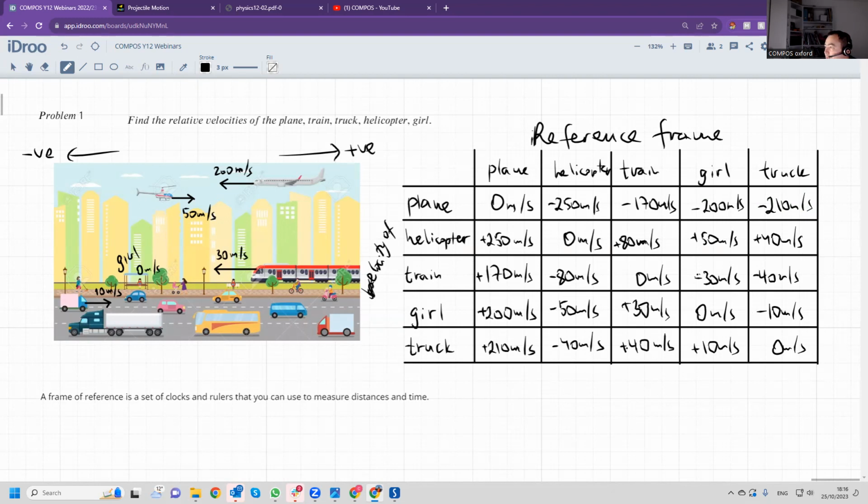Light doesn't adhere to the idea of reference frames. Why? Because it's an electric field. It's an electric field propagating through space.